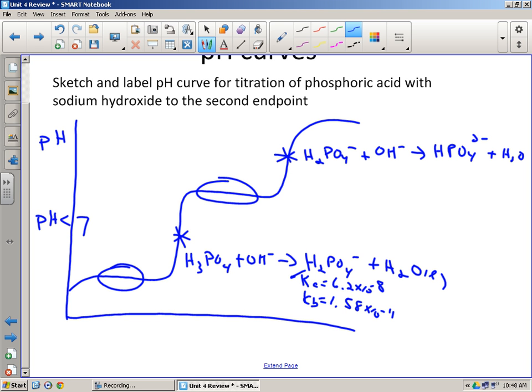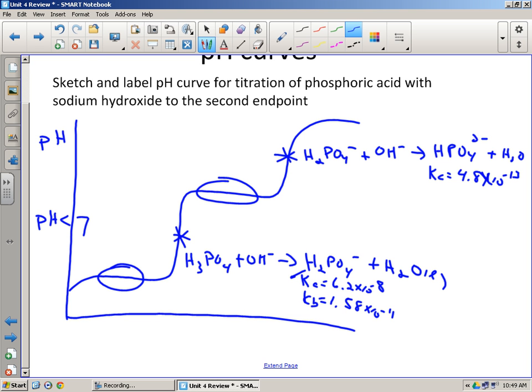HPO4 2 minus is 6.2 times 10 to the negative 8. HPO4, where is it here? Right there. HPO4 2 minus 6.2 times 10 to the negative 8. No, that's not it. I think I screwed that one up actually. I'm looking at the wrong one again. Let's do HPO4. Okay, HPO4 2 minus is 4.8 times 10 to the negative 13 for the Ka value.